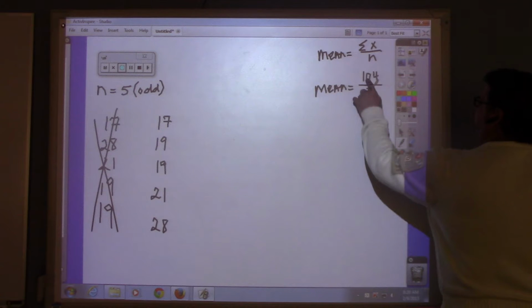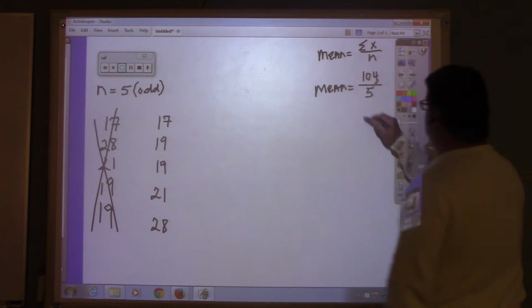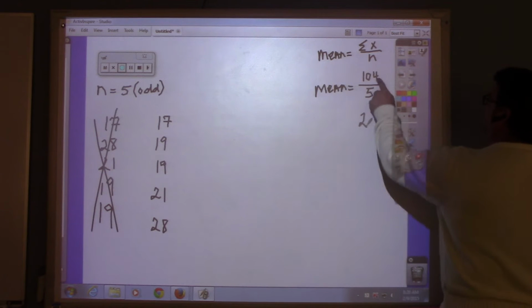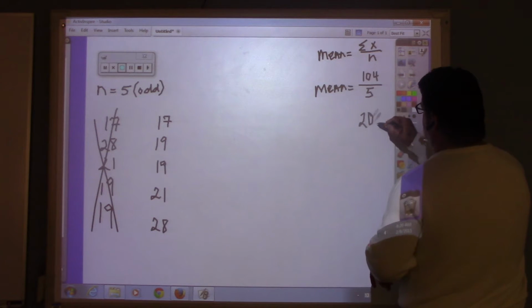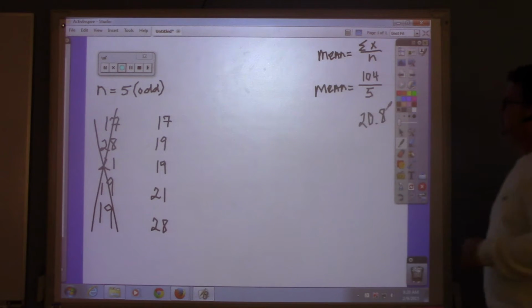Now, 5 will go into 10, people, 2 times. And 5 will not go into 4, so that's 0. And then 5 will go into 40 how many times? And there is your mean.